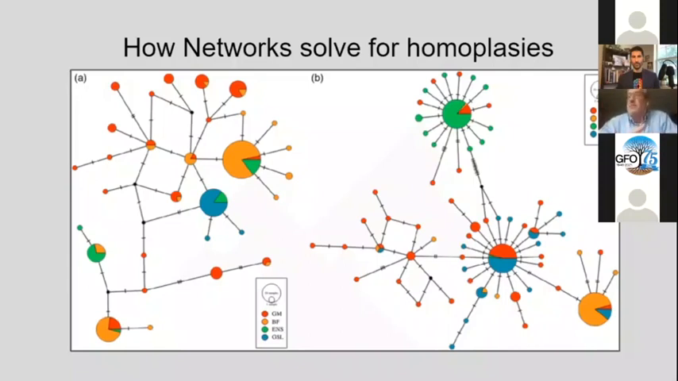So anyway, I wanted to put a plug there for the use of networks together with trees. And in the second half of this, I'm going to talk about academic research in mitochondrial DNA.